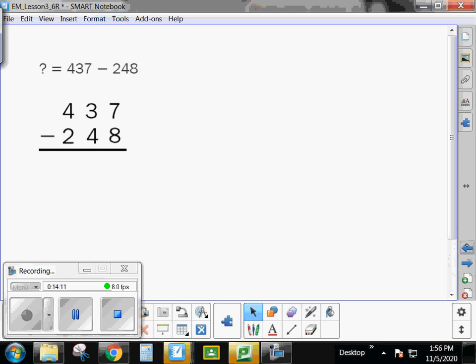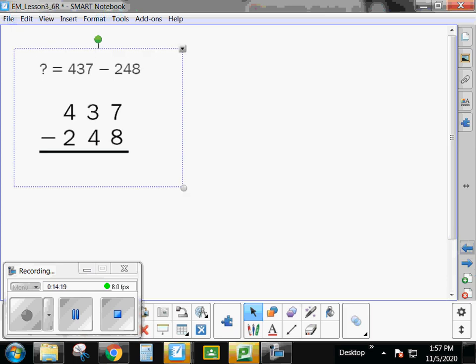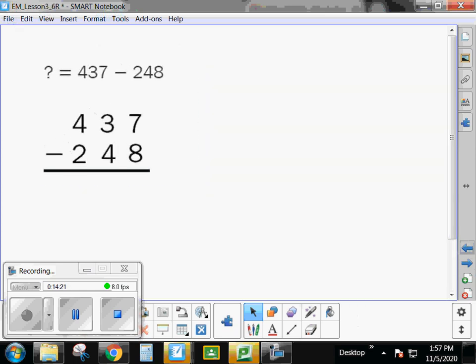All right, let's go ahead and I'm going to have you do 437 minus 248. Go ahead and write the number vertically like this. Go ahead and write it in expanded form and then do all of your trading and then do your subtracting. Remember, it's called expand and trade. Pause the video and do this problem.